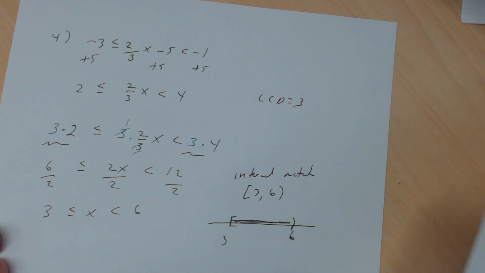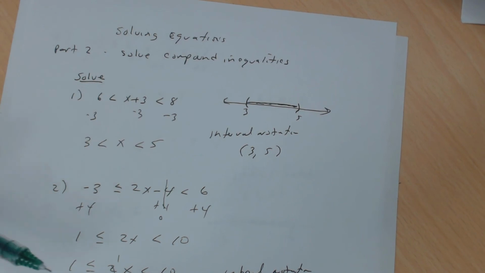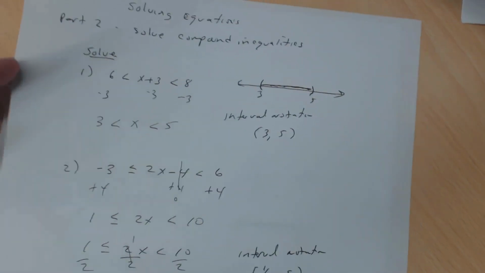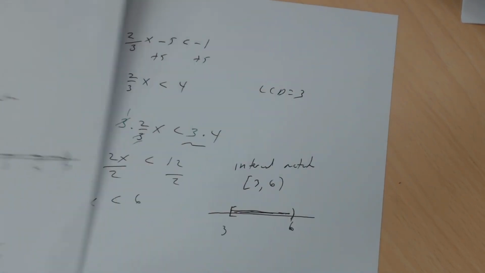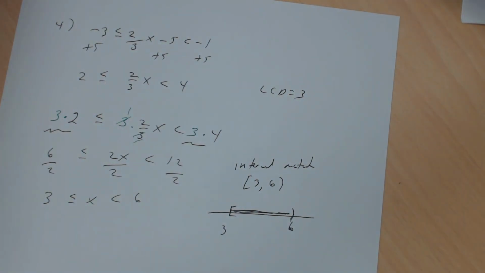Alright, so that was an easy lesson. So just solving compound inequalities, get the variable in the middle. In this case, these were simple problems. You did have a fraction. Notice how we dealt with the fraction, and that's it.